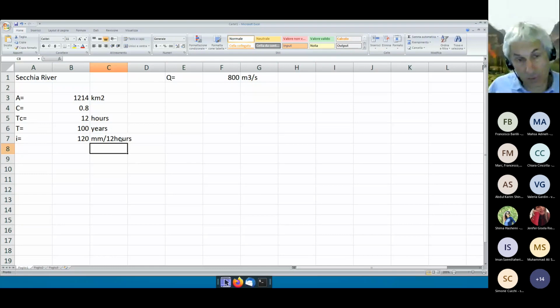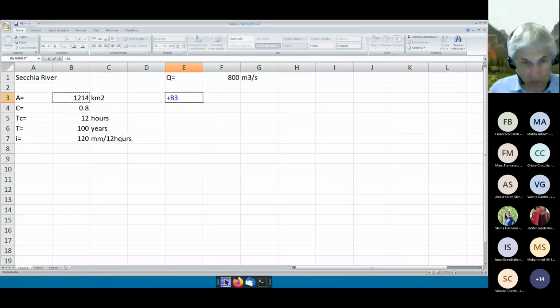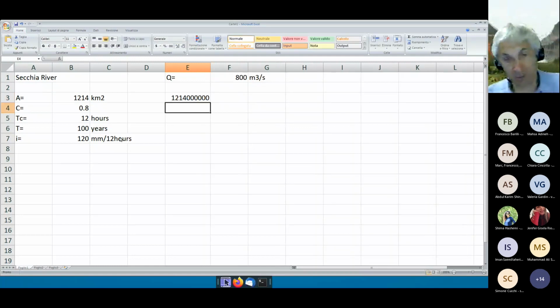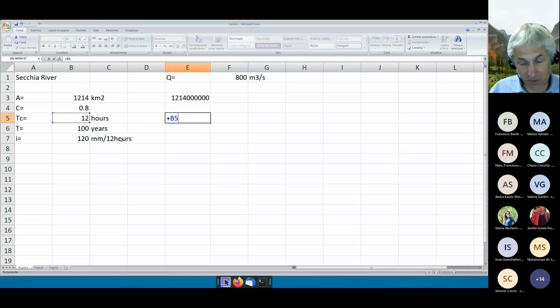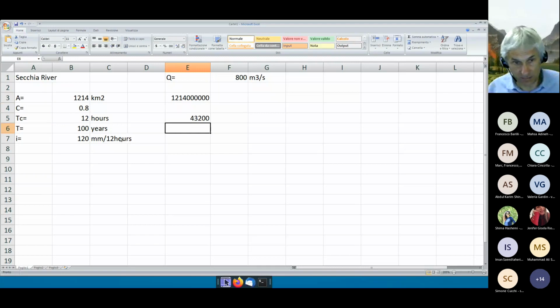Okay, so let's first of all make the conversion. The area of the catchment in square meters is the area in square kilometers times 1 million, because in a square kilometer there is 1 million square meters. Good. Time of concentration 12 hours. I need to take the value of 12 in seconds, so I have to multiply by 3,600. I don't need to convert the return period because it's not used in the formula.